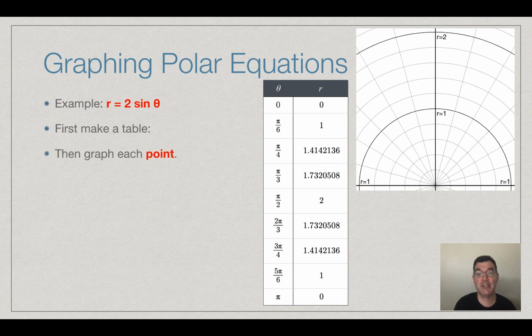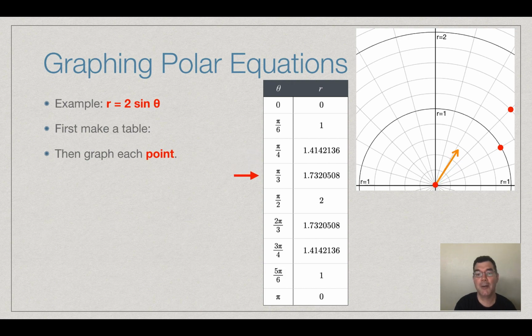And so I graph each point separately, just like I would if I had a table of x's and y's. So when I'm graphing 0 and 0, I turn to 0 radians and I go out 0 spaces. So I'm right there at the origin. Then for the next point, I will turn pi over 6 radians and I will go 1 space directly out from the origin. And there's that second red dot. Then I turn to pi over 4 radians and go out 1.414 spaces and put a dot.